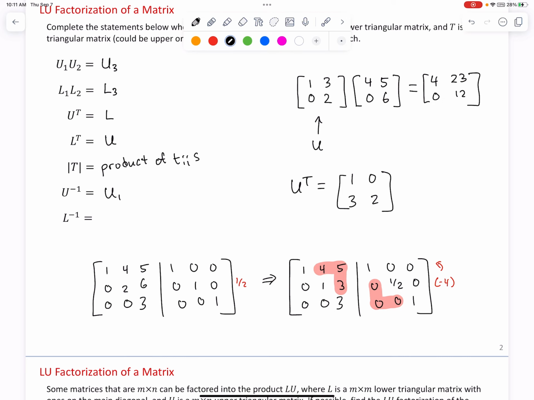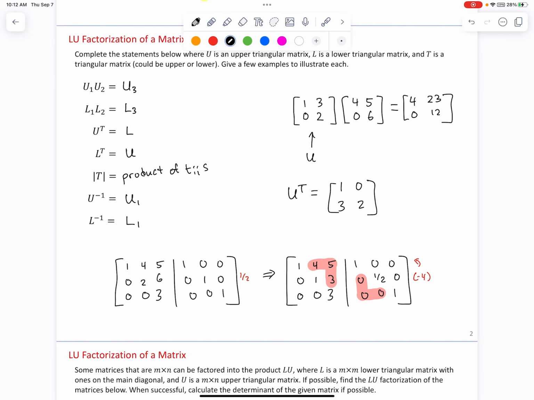Similarly, the inverse of a lower triangular matrix will still be a lower triangular matrix, but not necessarily the same one, so we'll put an L sub 1 there. Okay, let's go to the next slide.